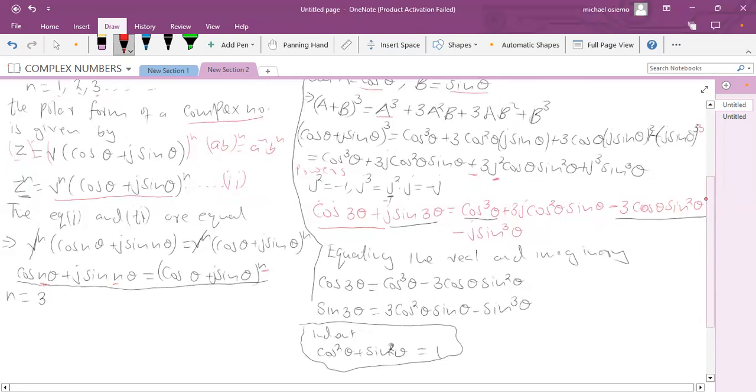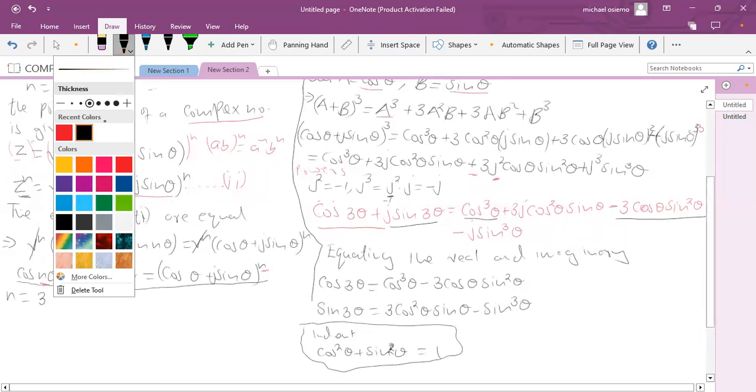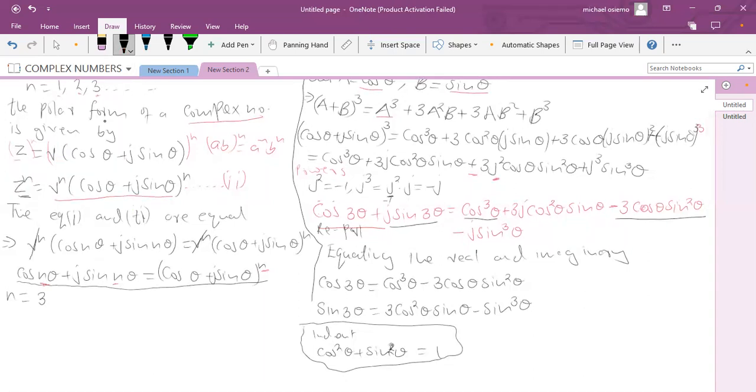the real part, this one being the real part, this one, the cos is on the real part, and then this one, j sine theta, is on the imaginary part. So if you equate the real part of the left-hand side to the real part of the right-hand side, you're going to get the expression for cos as this. And if you equate now the imaginary part of the left-hand side to the imaginary part of the right-hand side, you'll get the expression for sine 3 theta as this.